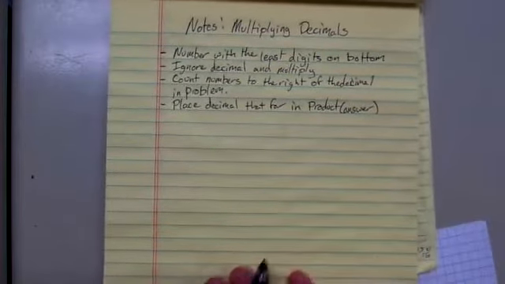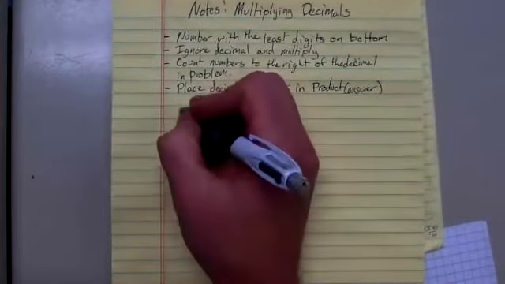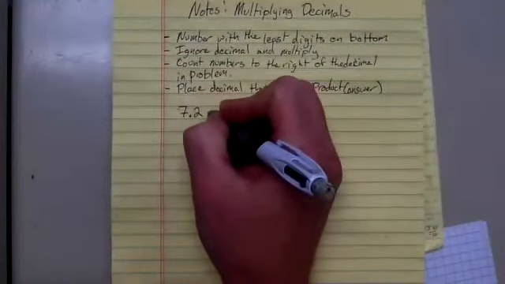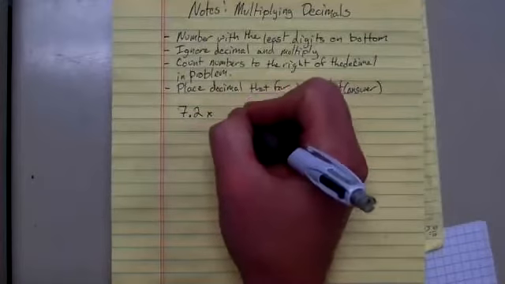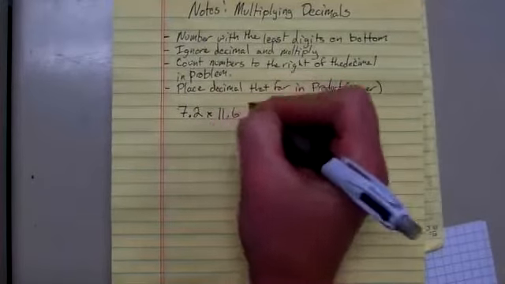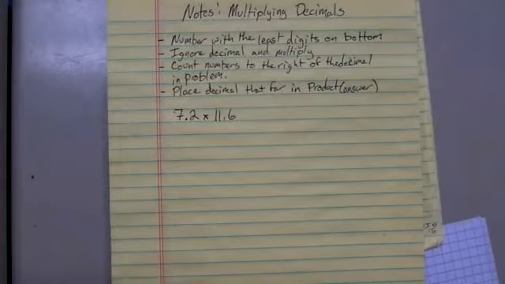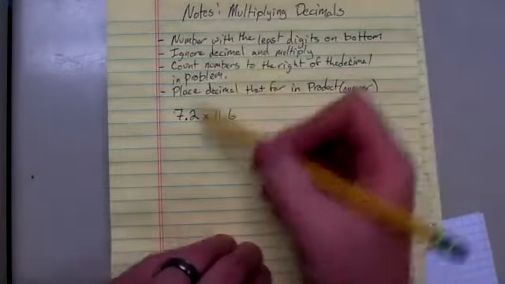All right. So let's look at an example. The first example we're going to look at is 7.2 times 11.6. So we're going to take these two numbers and we're going to multiply them. We're going to have to stack them. So the first thing, like I said, the first thing we do is we want to put the number with the least digits on the bottom.